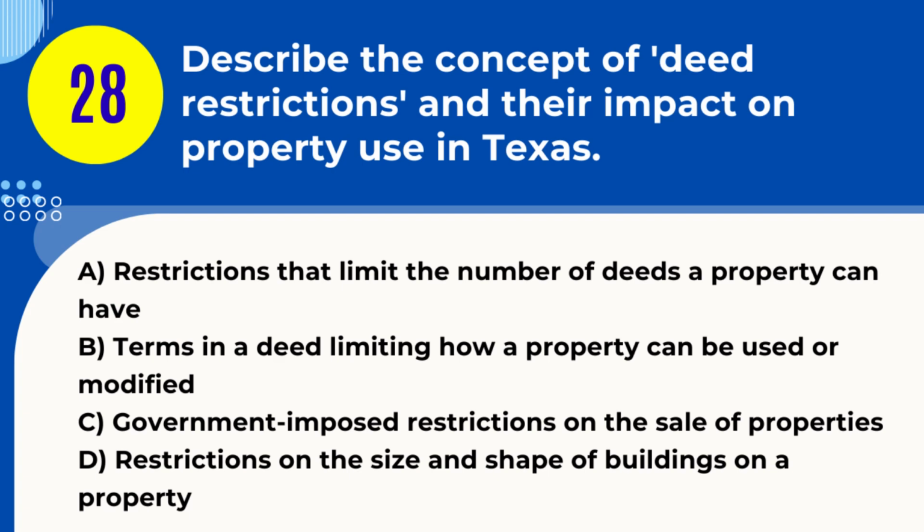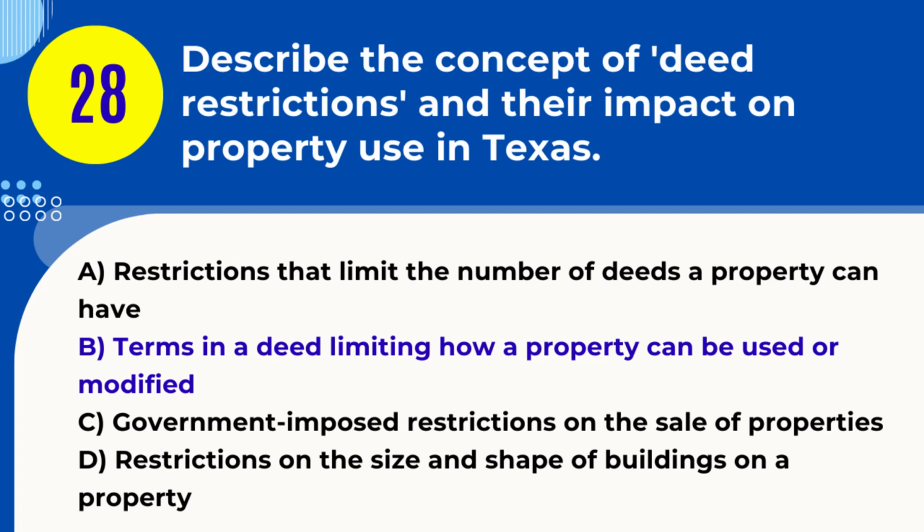A. Restrictions that limit the number of deeds a property can have. B. Terms in a deed limiting how a property can be used or modified. C. Government-imposed restrictions on the sale of properties. D. Restrictions on the size and shape of buildings on a property. Answer. B. Terms in a deed limiting how a property can be used or modified.